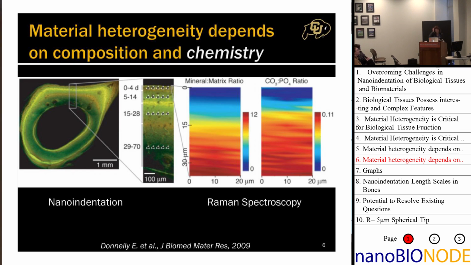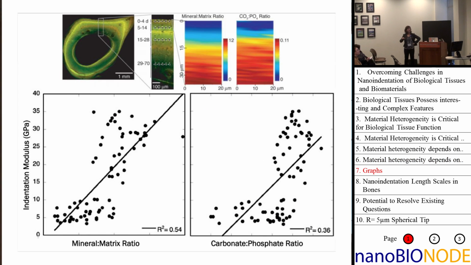And so indeed, when we look at some of her results, we see indentation modulus here on the left. If you look at the mineral to matrix ratio, as you increase the amount of mineral, you increase the modulus. It's a composite material. We would expect that to happen. And as you change the carbonate phosphate ratio, I won't go into this here, but I'm happy to talk about it later, you also see a correlation.